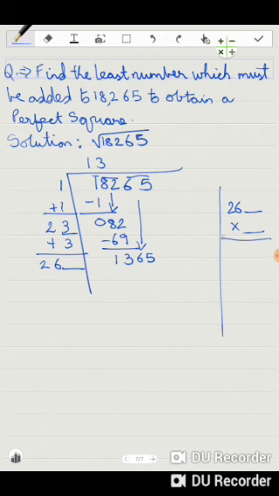So we can try 5. 5 5s are 25, carry 2. 5 6s are 30 plus 2, 32, carry 3. 5 2s are 10 plus 3, 13. So I get a number close enough, 1325. Hence my remainder is 40.